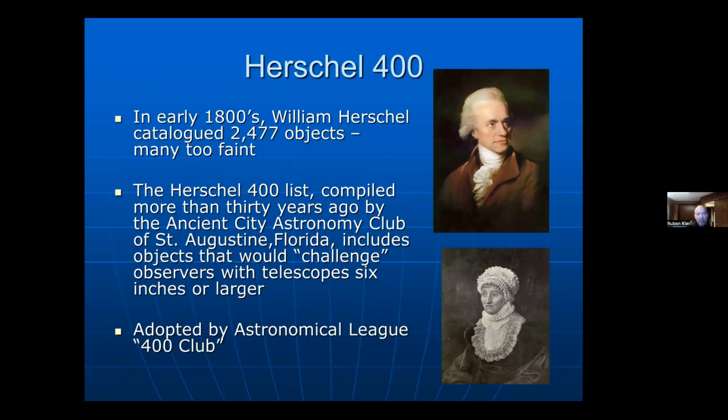But a subset of this list was compiled by the St. Augustine Ancient Astronomy Club, and they compiled 400 objects that they felt would challenge observers with larger telescopes. And the Astronomical League adopted it, so many of you may have already gotten your Herschel 400 objects. But again, these are not for photography. These are visual objects.